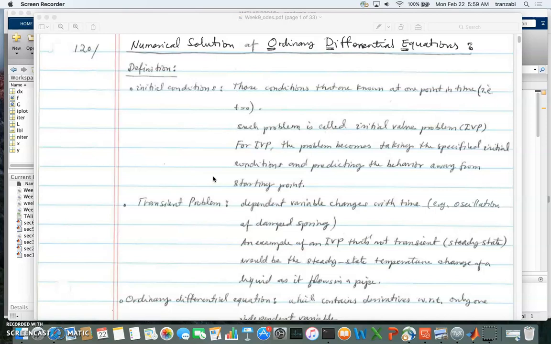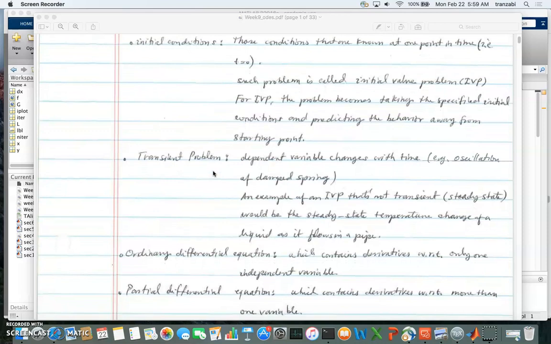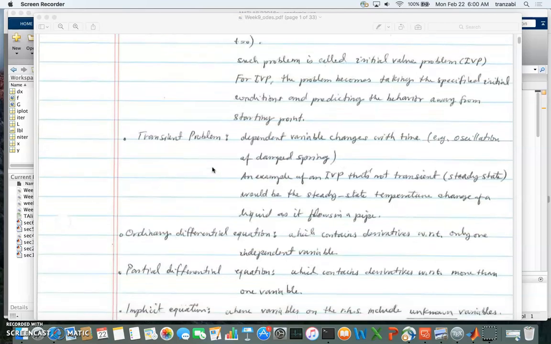Okay, so another thing I want to talk about is the transient problems. If you have a problem which is time-dependent and the solution varies with time, this is called transient problem, again, because the response of a system varies with time. If the response of a system does not vary with time, that is called steady-state solution. That means something that doesn't even change with time.